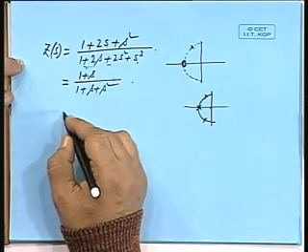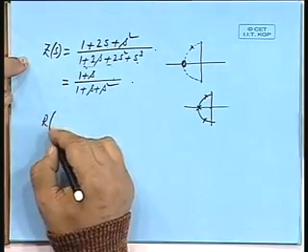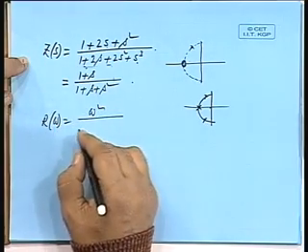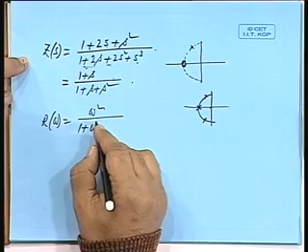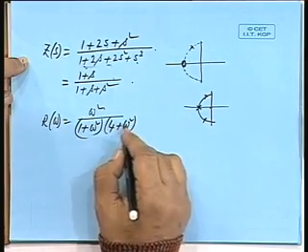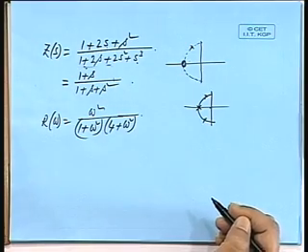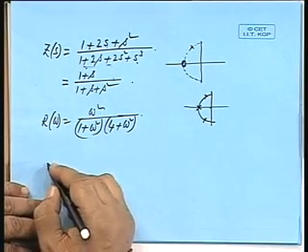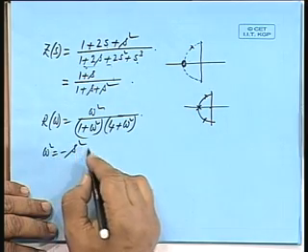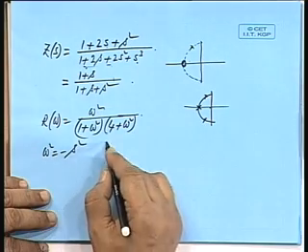If there is a function given, real part is omega squared by 1 plus omega squared into 4 plus omega square. So what do I do? Put omega square is equal to minus s squared, alright, for the denominator.